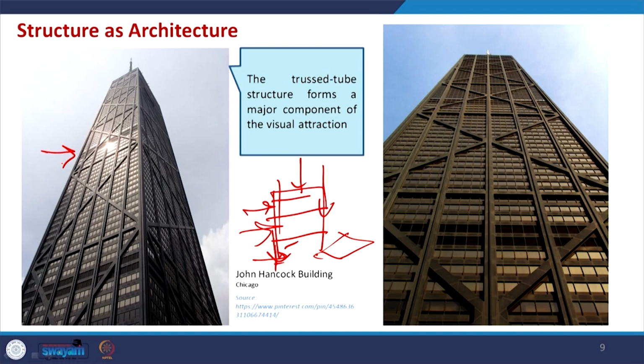So, here if you see, this is the John Hancock building in Chicago. Here the truss tube structure forms a major component of the visual attraction. If you see the building, first those major members, you see that there are some vertical members, and then there are horizontal members. Along with that, it is very interesting to know that there are some cross members. Now, what exactly are these? These are the structural arrangement. Why this cross is required, we will discuss in detail, but here also I just give you one example.